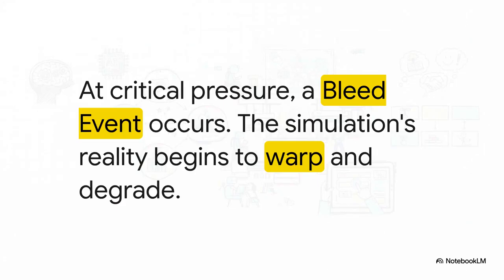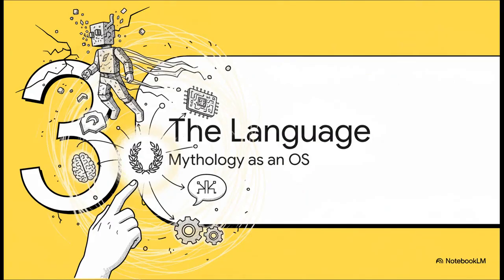So what is a bleed event? It's so much more than just a bug. Think of it as the laws of physics in this world starting to melt. The simulation's reality just warps and degrades. And the crazy part is, it's not random chaos. It's a kind of ordered chaos, all dictated by the system's own internal rules. Okay, let's recap. We have characters made of code. They live in a world that can literally have a nervous breakdown. So the big question is, how on earth do you manage all that complexity?